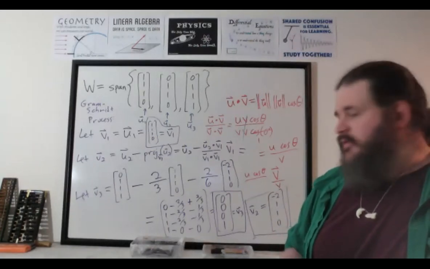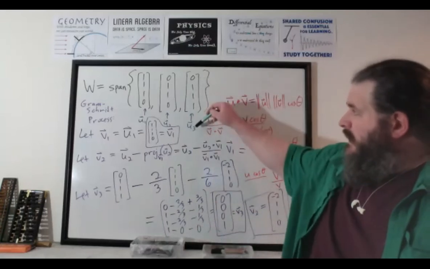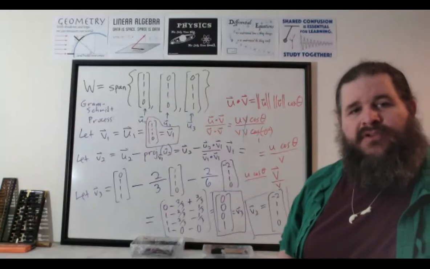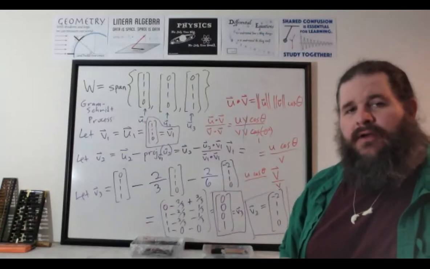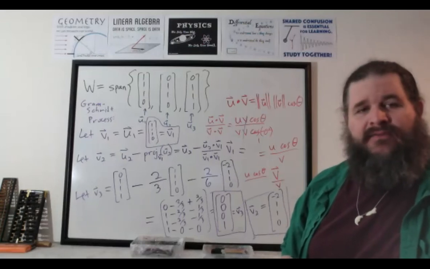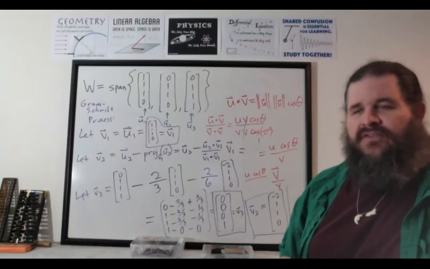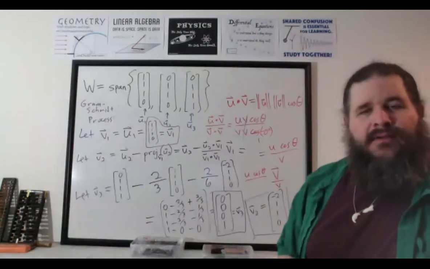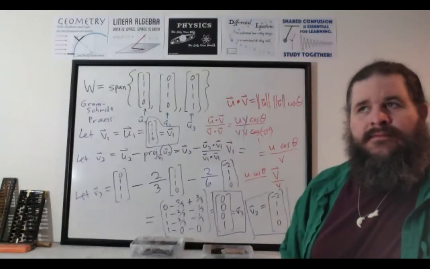And this isn't the only result, by the way. If we had started with U3 and then modified U2 and then modified U1, we'd get a different result, but it would still be an orthogonal basis of W. Any single vector space has infinitely many different bases. We just need a basis that works. Any other questions on that?